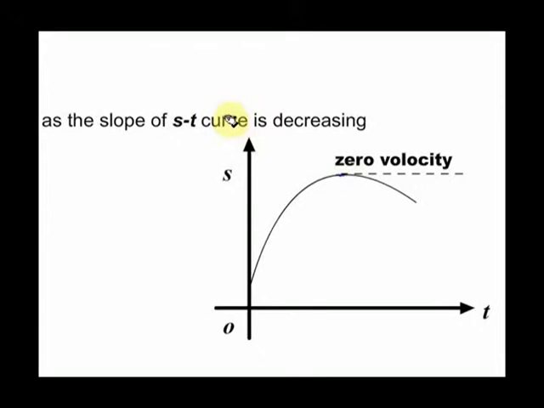The slope is 0. This is that point. And since the slope of the displacement time curve is nothing but the velocity of the particle, this is the point where the velocity of the particle becomes 0, and after this point the velocity of the particle changes direction.